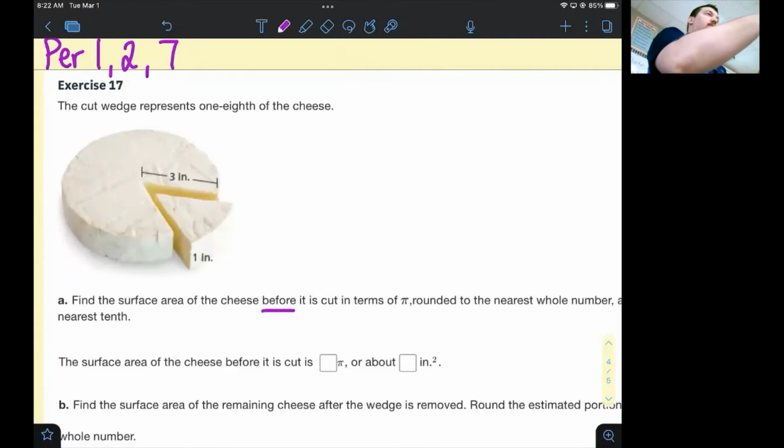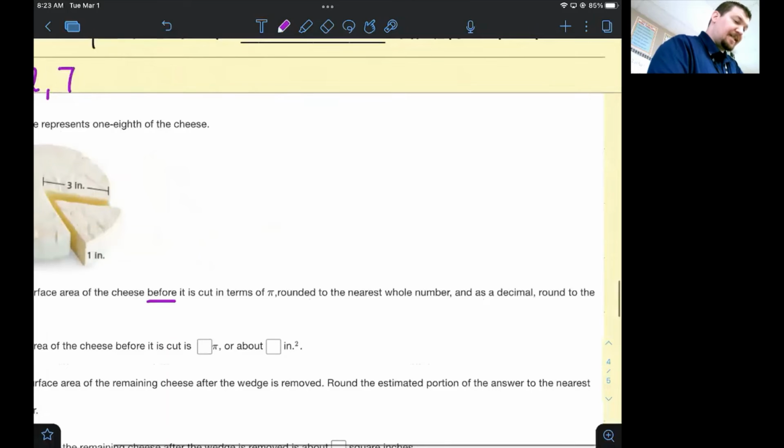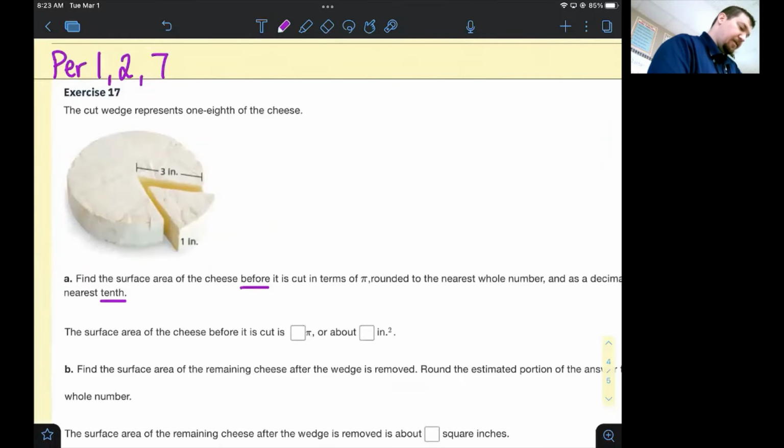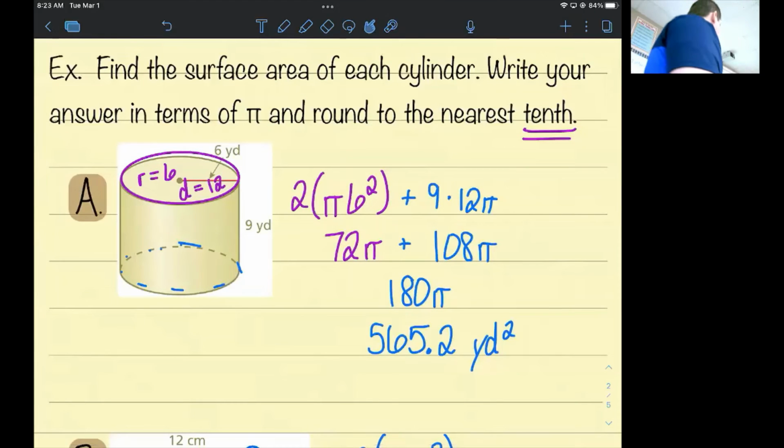So when that cheese slice is still intact, that makes it a cylinder, just like all the other cylinders we did. Both in terms of pi, rounded to the nearest whole number, and as a decimal, rounded to the nearest 10th. Okay. So let's recap how we do cylinders real quick, because that's what this is. If you take that cheese slice and put it back in, it's a cylinder. So cylinders have 3 faces, 2 circular faces, and a lateral curved rectangle. And so every cylinder, you start by finding the area of your 2 circles.